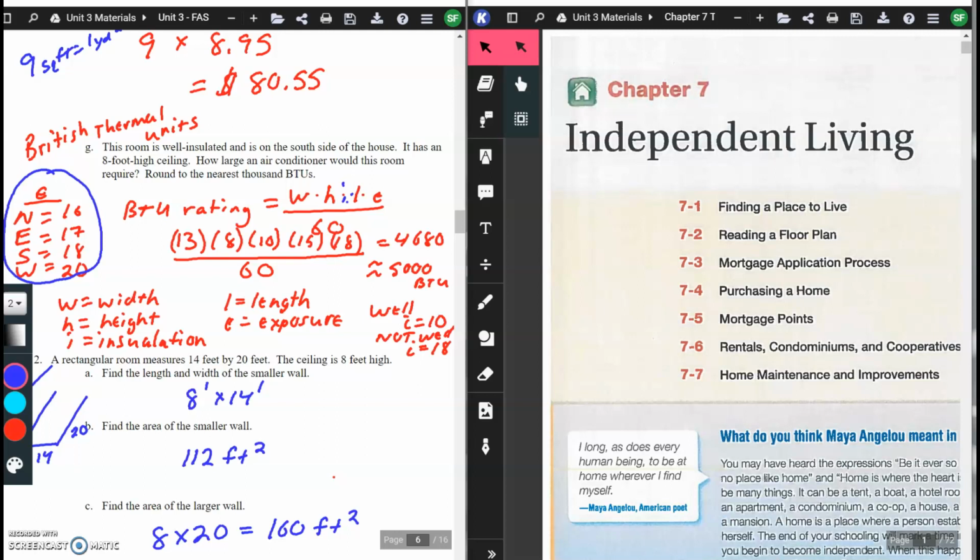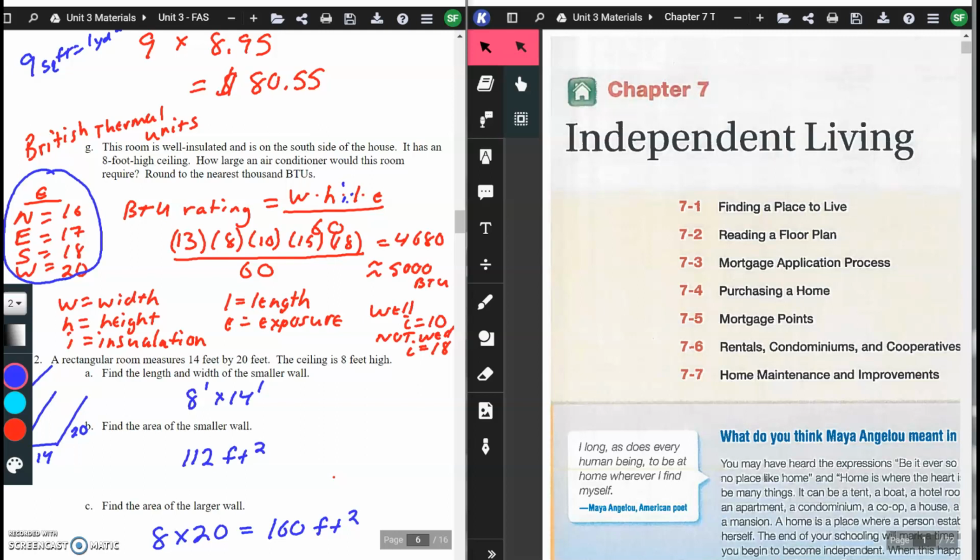Okay, so you're going to take all of these numbers. Our width was 13, our height was 8, back from the original description. Our insulation is a rating of 10. Our length is 15.